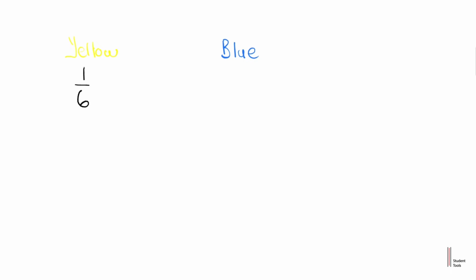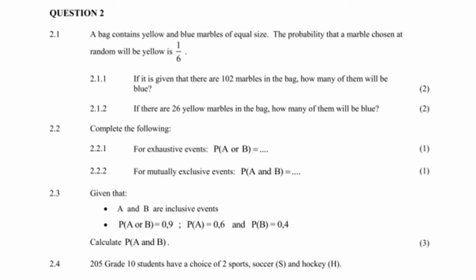So logically, if we have 1/6 for the probability of the yellow marbles, what does that mean for the blue marbles? That means the probability that if a marble is chosen at random, that marble will be a blue one. It means the probability will be 5/6, because if we have 1/6, that means we have 5 left out of 6. And then we have a question here, 2.1.1, which says, it is given that there are 102 marbles in the bag.